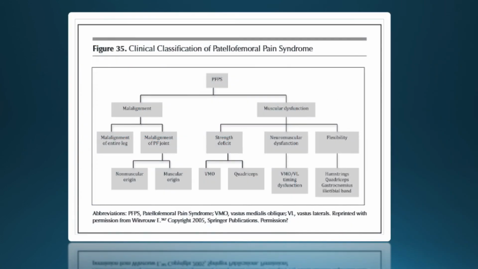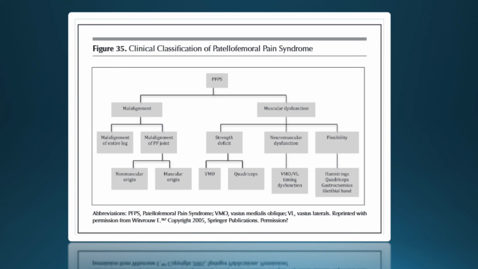This next slide is a clinical classification of patellofemoral pain syndrome. In the beginning, we're looking at whether or not there's a malalignment or a muscular dysfunction. If there's a malalignment, is it the entire leg or is it more just the patellofemoral joint? If it's the patellofemoral joint, we're looking at whether it's a non-muscular origin or a muscular origin. If it's due to muscular dysfunction, we're looking at strength deficits, neuromuscular dysfunction, as well as flexibility deficits.